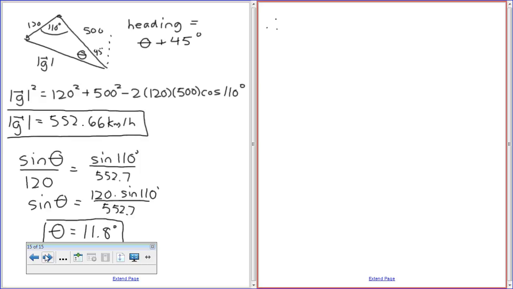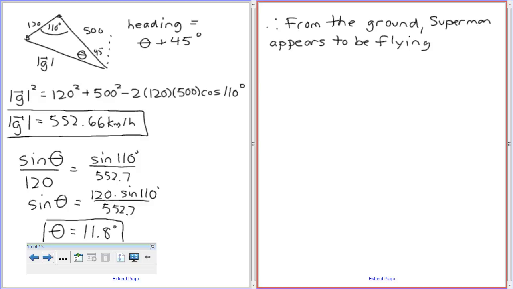Therefore, from the ground, Superman appears to be flying 552.66 kilometers per hour north, 56.8 degrees west. Good.